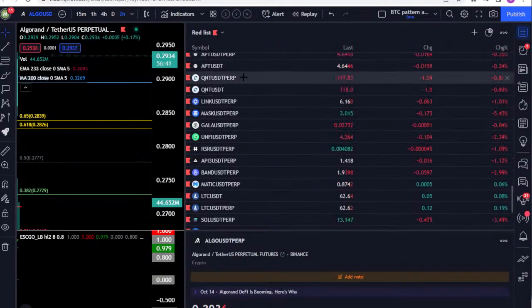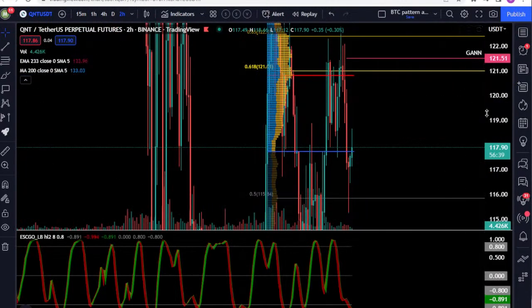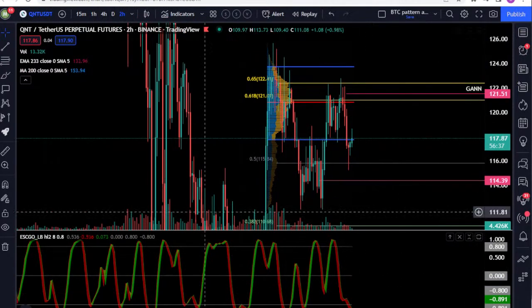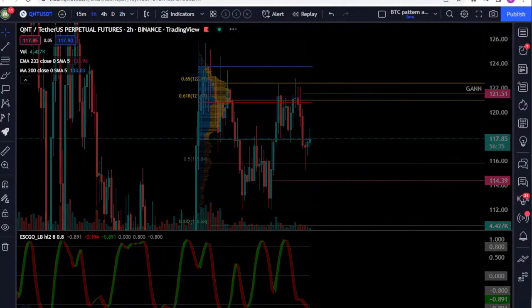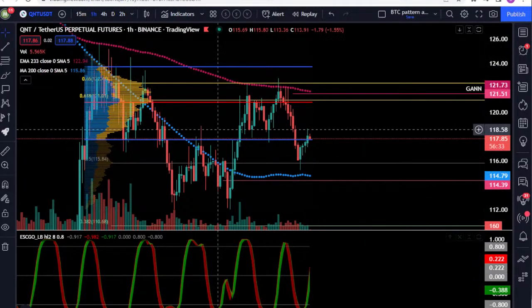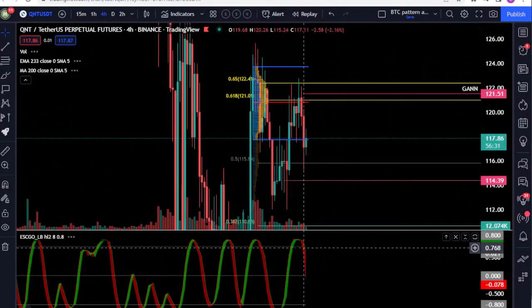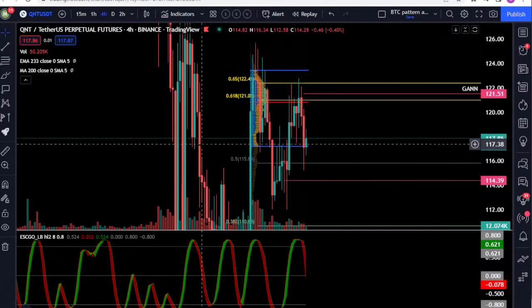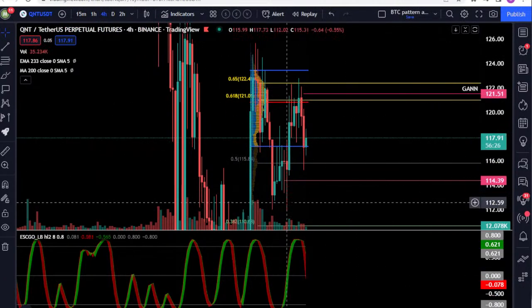Now we go to Quant and see, are we forming anything? We are oversold on the 2 hourly. On the hourly, we have more upside to go. On the 4 hourly, we're curving down, so no double tops on the 4 hourly.